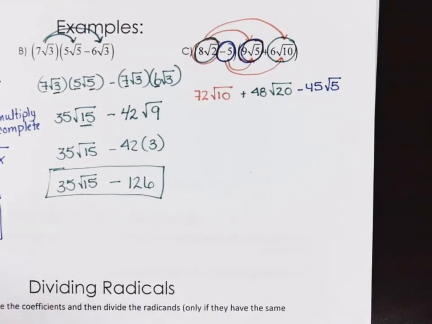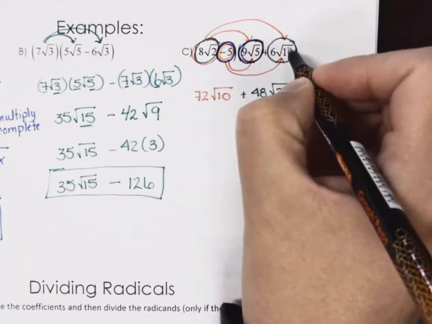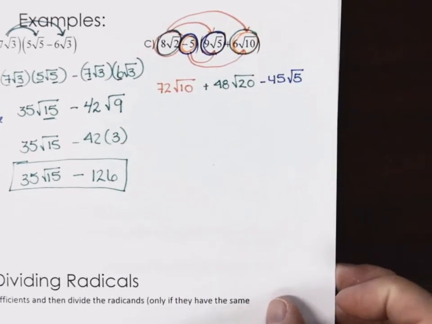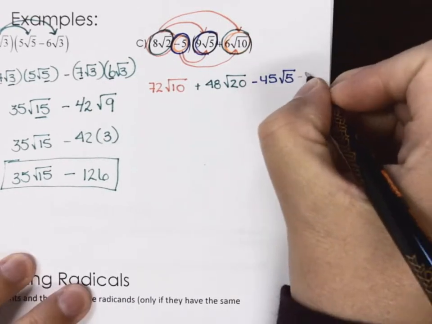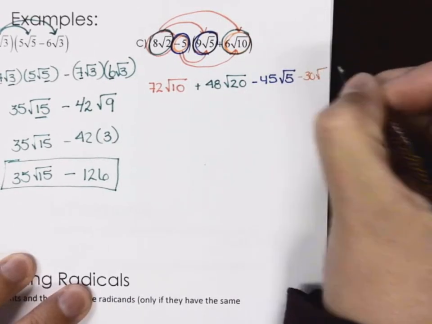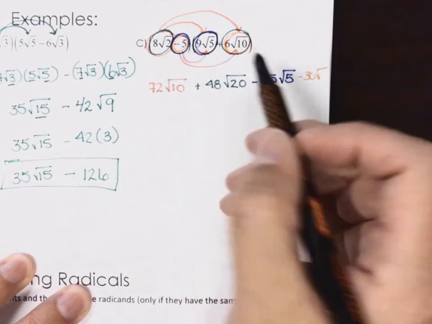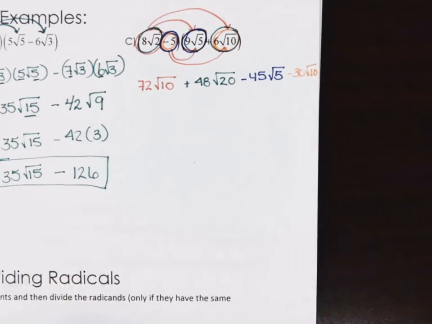Okay? And then the last one. So we've got our negative 5 again, and we're going to multiply it by the 6 root 10. So negative 5 times a positive 6 is going to be negative 30. And then again, there's no root on the negative 5, so we just rewrite root 10. Okay, now we got to put it all together.